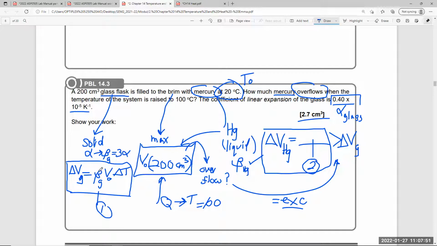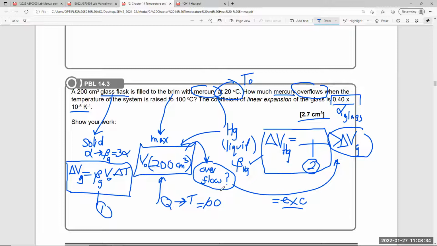because we want to make it consistent. Both of them will have volume expansion. From the volume expansion, we tackle what we call the overflow. The overflow tells us that the mercury expands more than the glass. That's why the mercury overflows, because mercury remains in liquid form. As it expands, it overflows because its delta V is larger than that of the glass. That's why I want you to compare calculation number 1 and number 2.